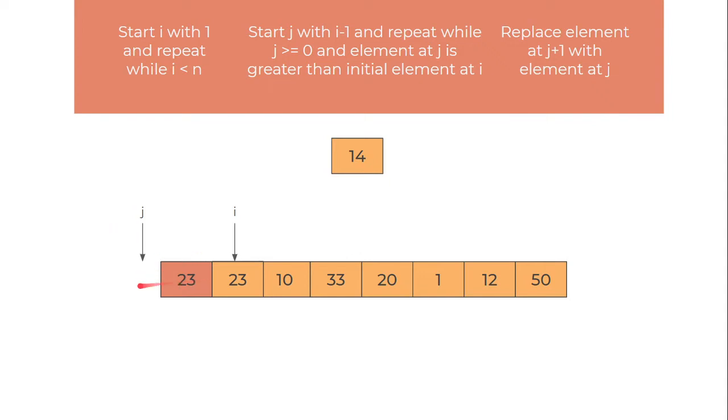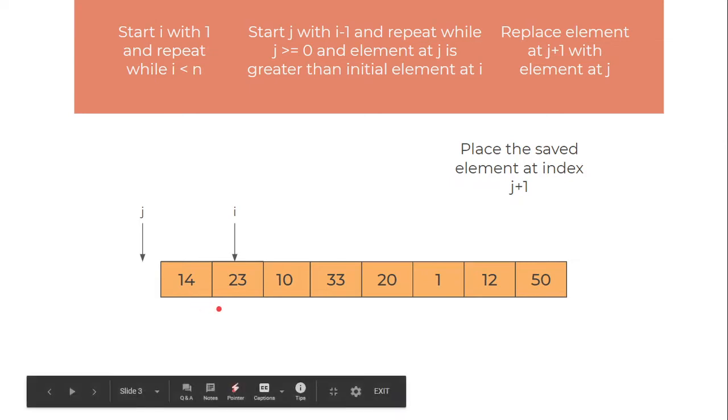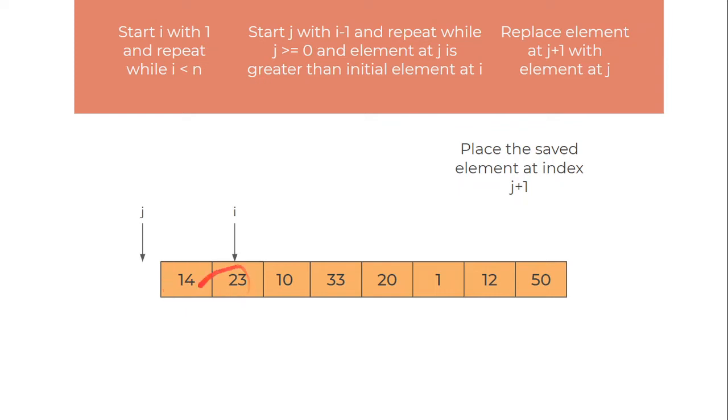Right now we have to compare these two, but j is less than 0, right? So if j is less than 0, we can just place the initial value of i at j plus 1. So j plus 1 will be right here, and we place the initial value 14, just like that. So with this we have our first iteration, and as we can see, after the first iteration our first two elements are sorted, right?